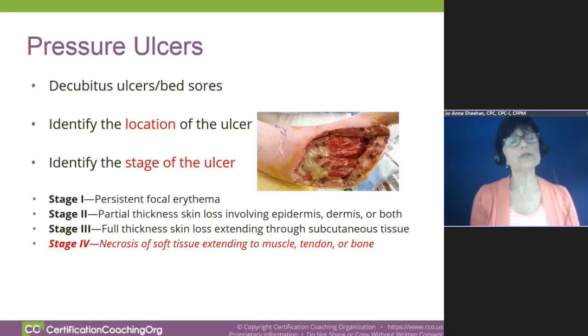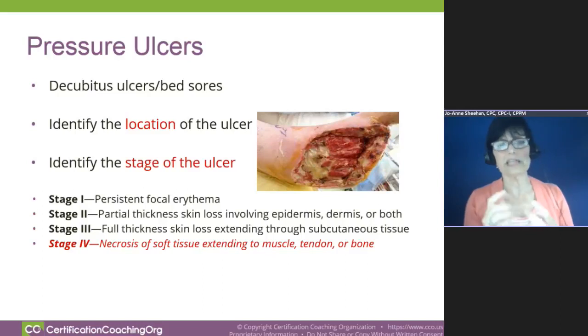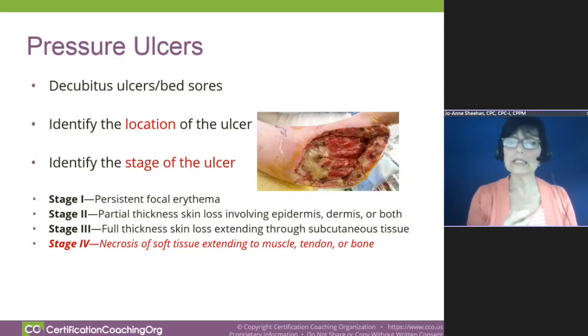And when you're coding for this, you need to identify the location of the ulcer as well as the stage of the ulcer. Stage 1 is just a persistent focal erythema. Stage 2 is partial thickness skin loss involving the epidermis, dermis, or both. Stage 3 is full thickness skin loss extending through the subcutaneous tissue. And in this example, it is necrosis or death of the soft tissue extending to the muscle, tendon, or bone.